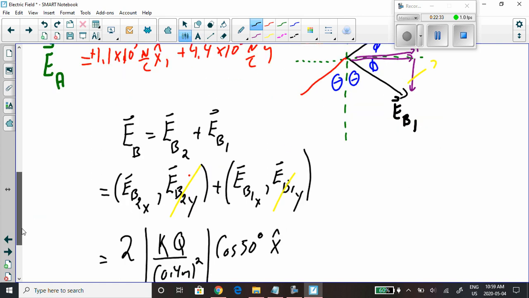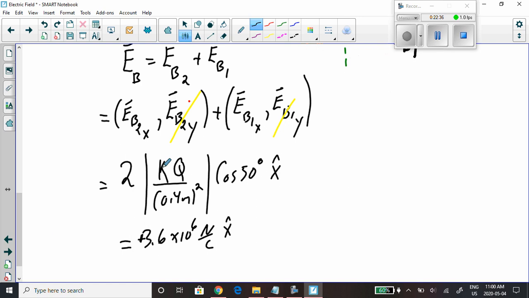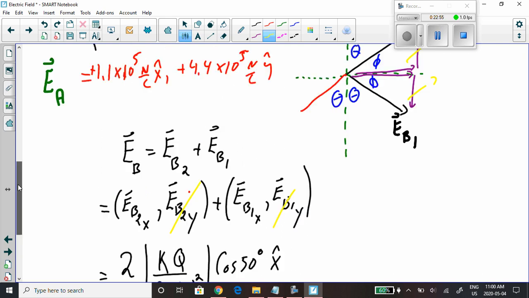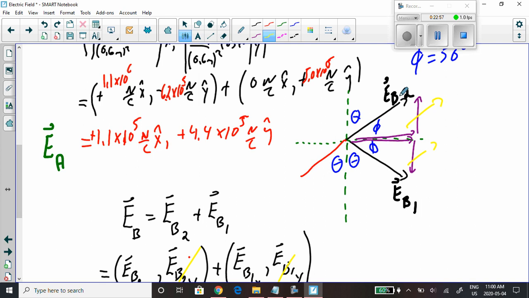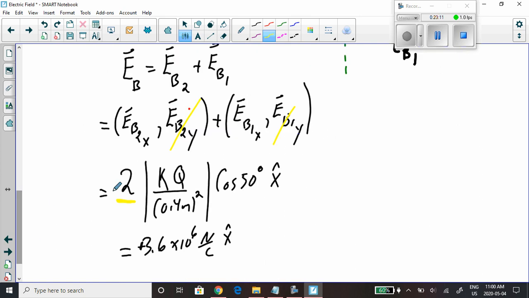So what I need to do is find the magnitude of that electric field: k, q, how far is it? 0.4 meters, squared. Cosine of 50 degrees to get the component. And then, very importantly, I've got to multiply it by 2 because I've got two charges involved here. One is from charge 2, the other is from charge 1. It's just the geometry and the magnitudes that set it up so the y's cancel, and I've got two identical x components. So I've got a 2 right there.